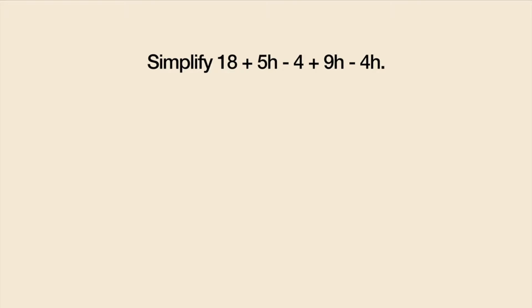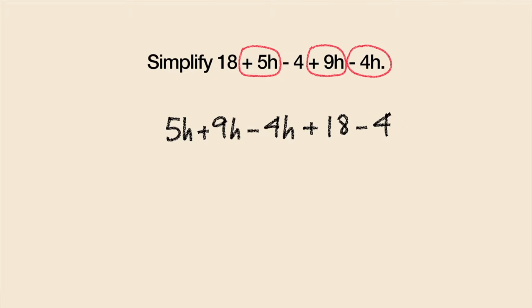Here we have a 5-term expression, and we are going to simplify. The unknown here is h, and there are 3 terms with h here. So we'll combine them together and the real numbers. So 5 plus 9 gets us 14. 14 minus 4 gets us 10h. So that's 10h plus 14.